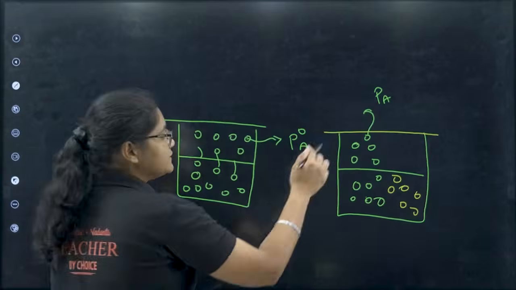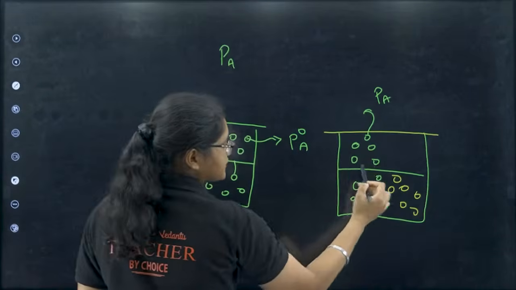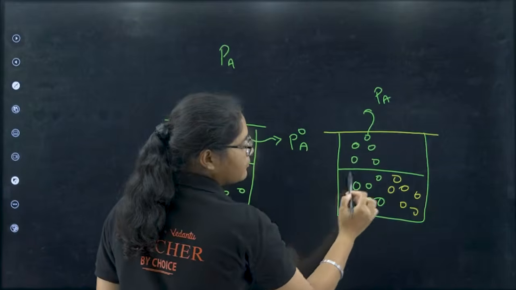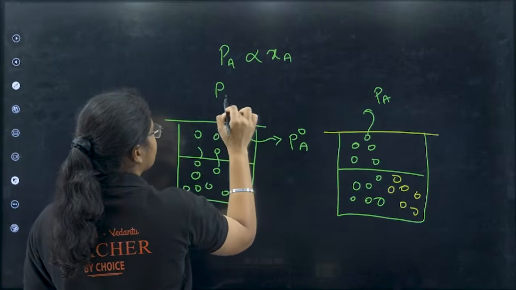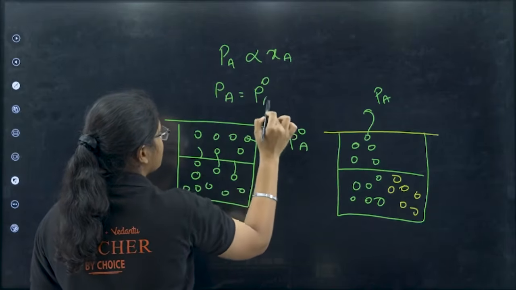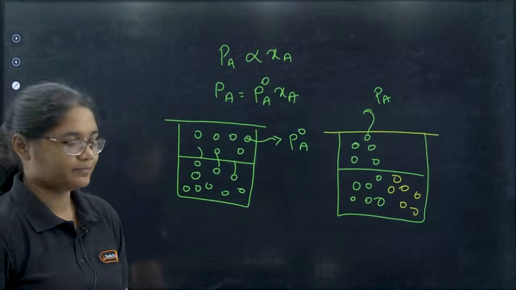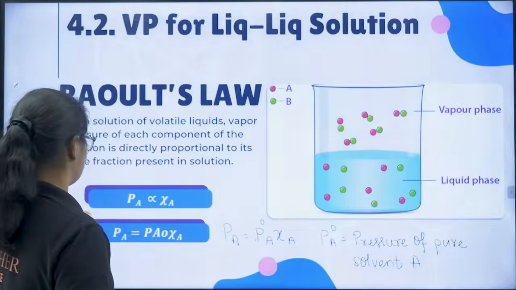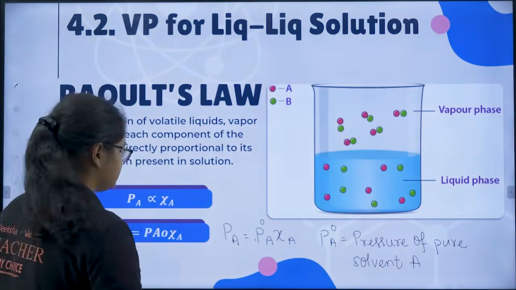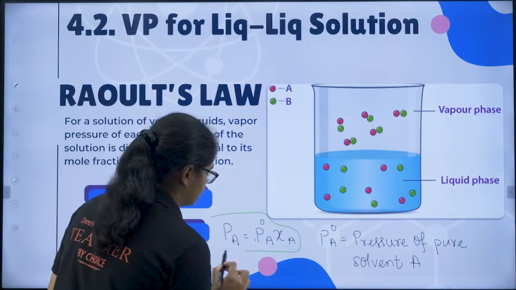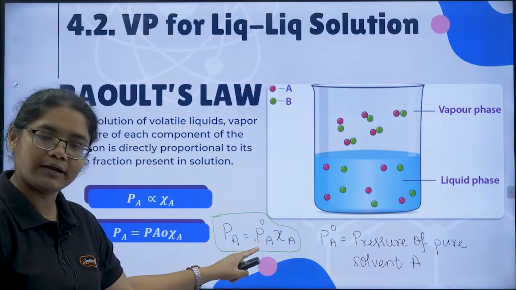Now what I can say here, according to Raoult's law, PA, the pressure exerted by A, is proportional to the mole fraction of A. To remove this constant, we have PA is equal to P naught A XA, right? So that is what is there here. Raoult's law: PA is equal to P naught A XA. Please write down here, there is a small typing error. So PA is equal to P naught A XA. Okay, understood what P naught A is?